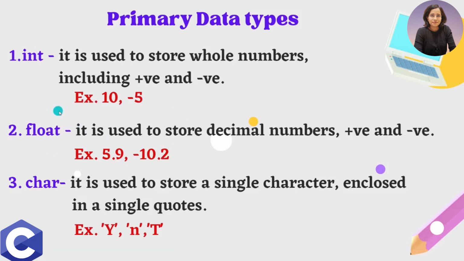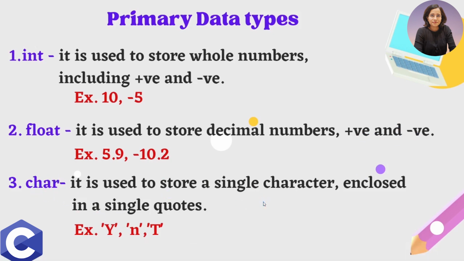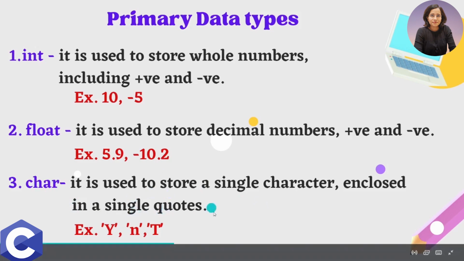Then we have float data type. It is used to store the decimal number inclusive of positive and negative values. You can see the example here, 5.9, and the negative value is minus 10.2. Then we have the character data type. It is used to store the single character which we should enclose in a single quote.